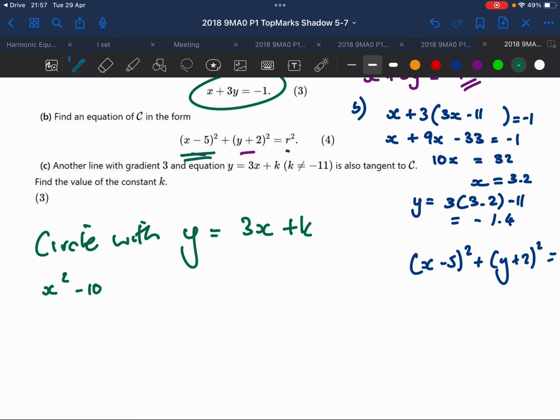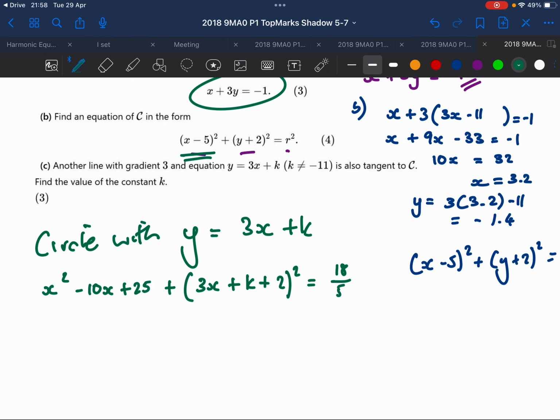So I'd get x² − 10x + 25. The y bit: if I did the y bit, I would get, is this the nicest way to do it? Well, we've started, so we might as well carry on. So this would give us (3x + k + 2) squared, and that would equal 18/5. So this is one way that we could do it.